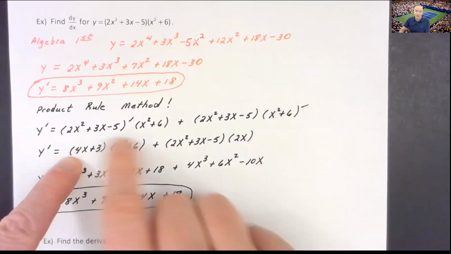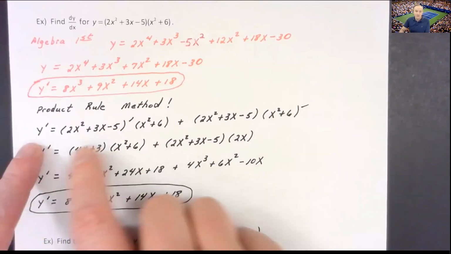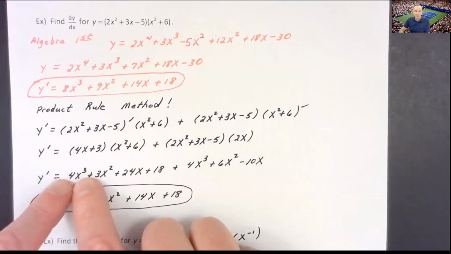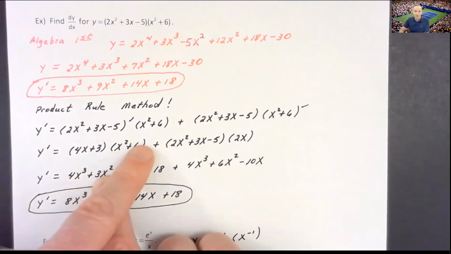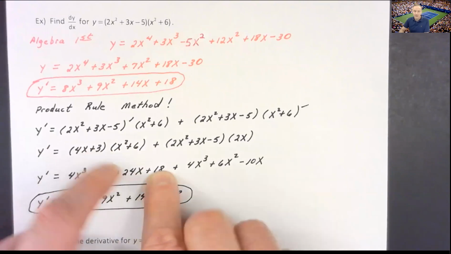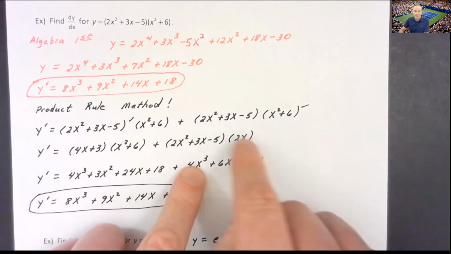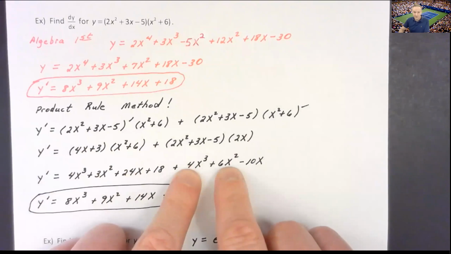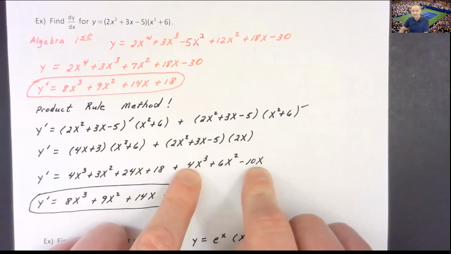Now I need to FOIL out these first two. If I distribute the x squared through that group, I get 4x cubed plus 3x squared. Distribute the 6 through, I get 24x plus 18. Second group, I distribute the 2x through, and I'll get 4x cubed plus 6x squared minus 10x.